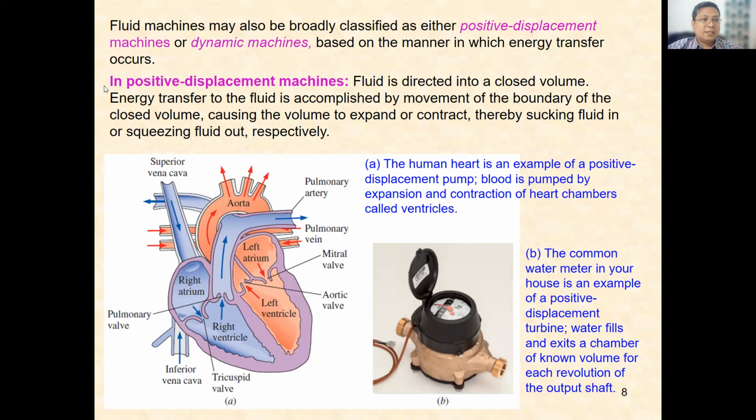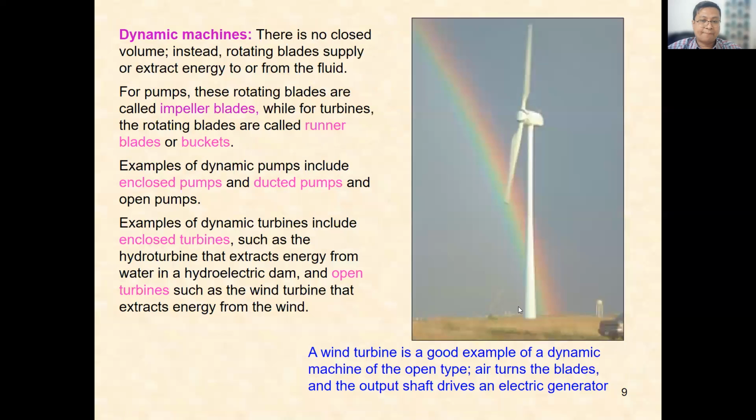The term positive displacement machine means fluid is directed into a closed volume. Energy transfer to the fluid is accomplished by movement of the boundary of the closed volume, causing this volume to expand or contract, sucking and expelling fluid respectively. So actually, we try to increase the pressure to move the fluid. So this one is a dynamic machine.